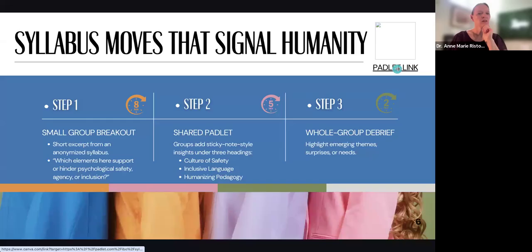So now here in the Padlet, you're going to take three of those areas that I just spoke of, the culture of safety, the inclusive language, and the humanizing pedagogy, and look at the syllabus excerpt, which you can make larger if you click on it. Which element in the syllabus supports or hinders that psychological safety, agency, or inclusion that we want to develop in our students? And just put examples under the category that you associate it with. There's no wrong answer here. It's your experience and exposure to the content there in that excerpt.